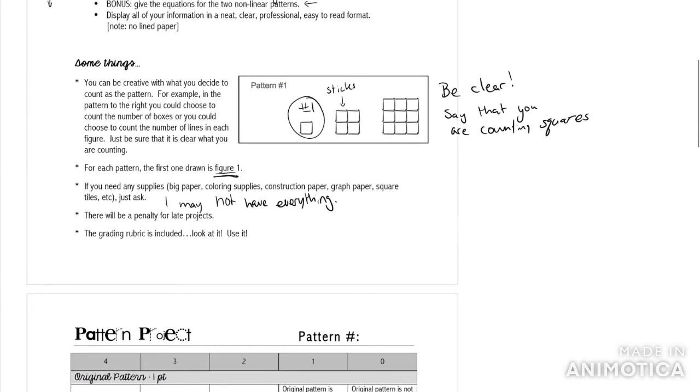It is fast paced, and after that, there's only about a week and a half of class left anyways, so the amount of time that you get will really limit how much can be marked if you're getting this in at the last minute. Secondly, the grading rubric is included. Look at it and use it.